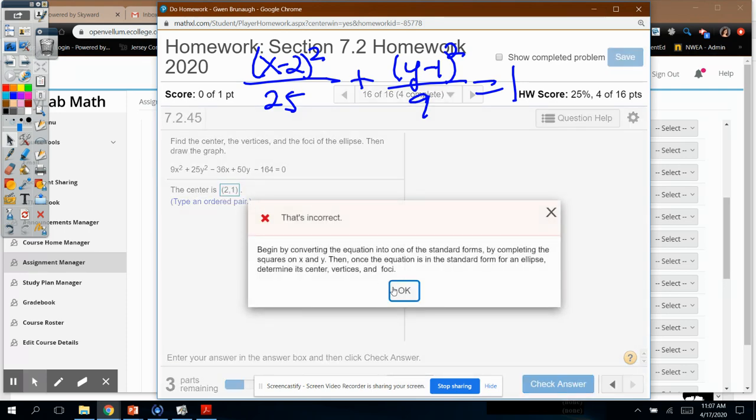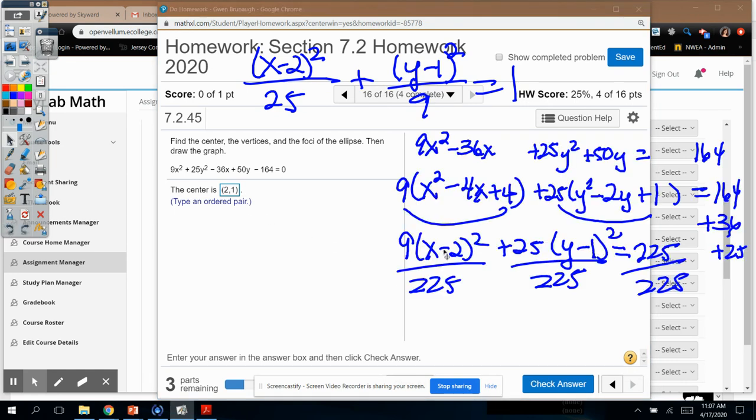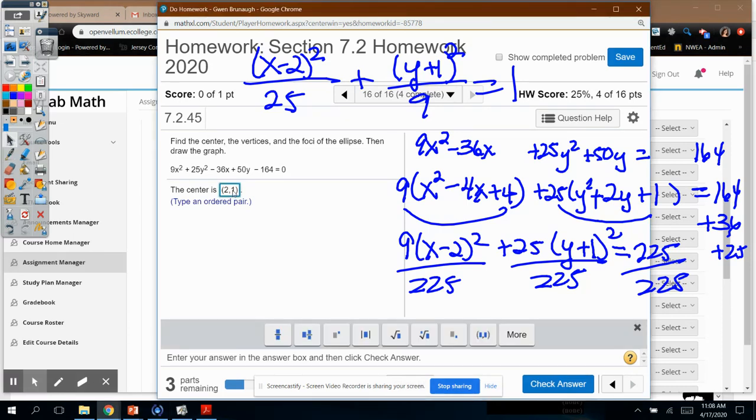Oh, what a mess up. Oh, this was a plus. So then this will be a plus, and this will be a plus. Do you see what I did, guys? Sorry. That should have been a plus, and that makes that a plus. That makes this a plus. So that gives me 2, -1.